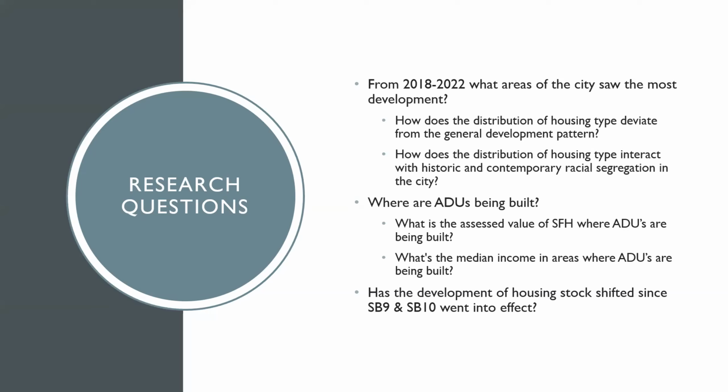I also want to investigate how the distribution of different housing types interact with historic patterns of segregation, as inferred by areas designated in the 1939 HOLC map, as well as contemporary racial segregation in the city. A related question is where are ADUs being built, since they are restricted to single family zoned areas.